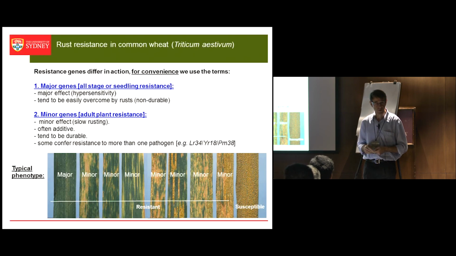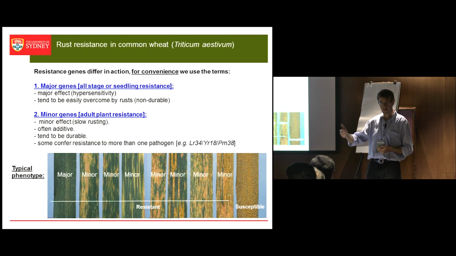They tend to be durable, but notice how I say tend. So they have a greater tendency for durability, but that doesn't mean that they're all durable. And we do have some cases, some examples, where some minor adult plant resistance genes have actually succumbed. They've been overcome by rust pathogens. But it's fair to say that more often than not, they tend to be durable, particularly so, more durable than the major genes.